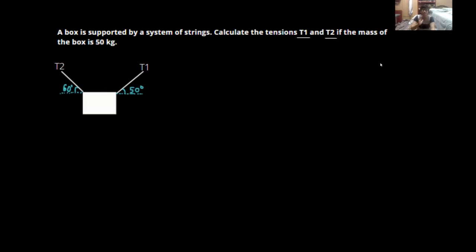So basahin muna natin yung problem. A box is supported by a system of strings. Find the tensions T1 and T2 if the mass of the box is 50 kilogram. Okay, meron tayong diagram. Assuming na ito yung ceiling, yung top surface ng kwarto natin. Tapos ito yung mga system of strings, dito sila nakakonekta.